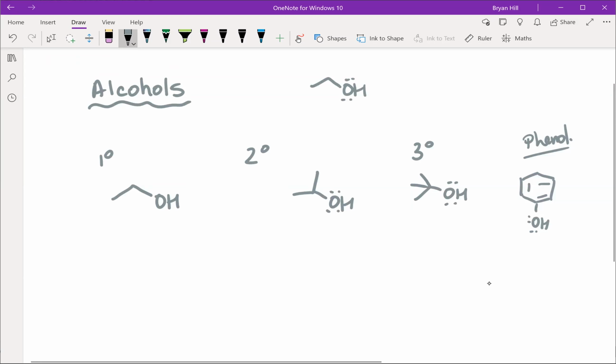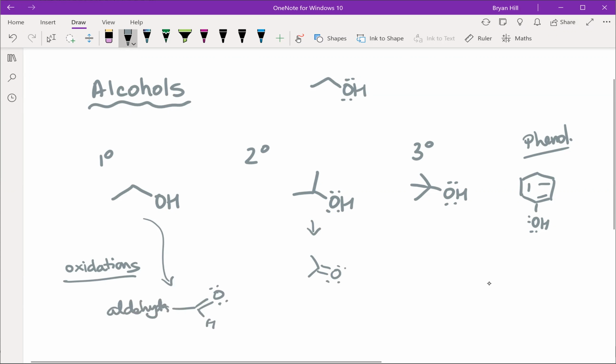We've already discussed some of the reactions of alcohols. One of the common ones, of course, is oxidations. We can oxidize secondary alcohols to ketones. We can oxidize primary alcohols to aldehydes or carboxylic acids.